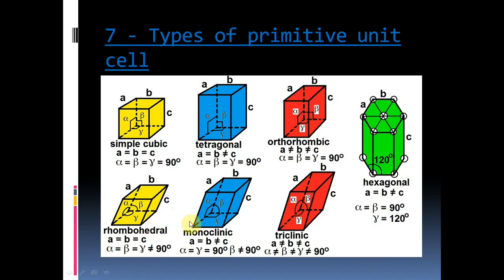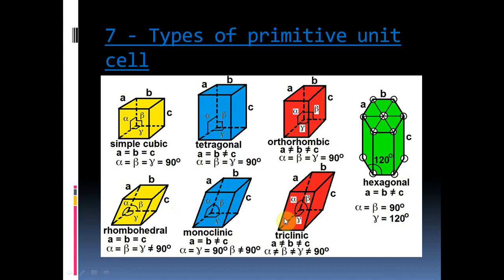Then the sixth one is monoclinic. Here A is not equal to B, not equal to C. Two edge lengths are same, but the third one will not be matching with the first 2. Here also we can find 2 angles in which alpha and gamma are 90 degree, but beta is not 90 degree. It can be any angle. Is it clear? That type of primitive unit cell is known as monoclinic.